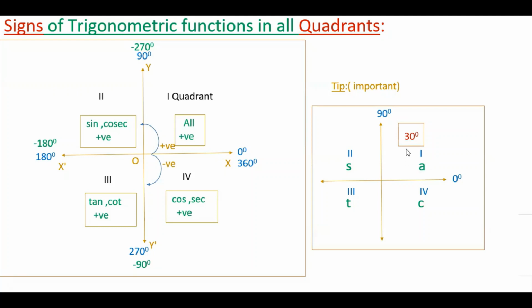For example, if the angle is minus 220 degrees, minus 220 degrees comes in the second quadrant, because it is between minus 180 and minus 270. That time you can write the negative angles here, and according to that, you can put the signs of these trigonometric functions. So like that, you can do the problems.